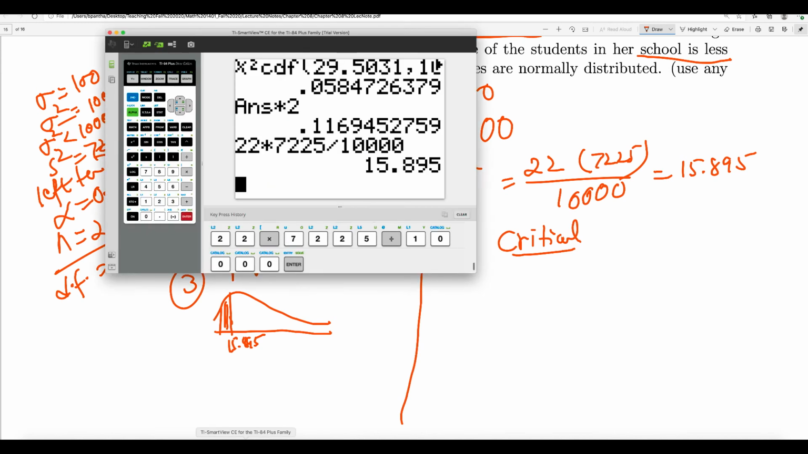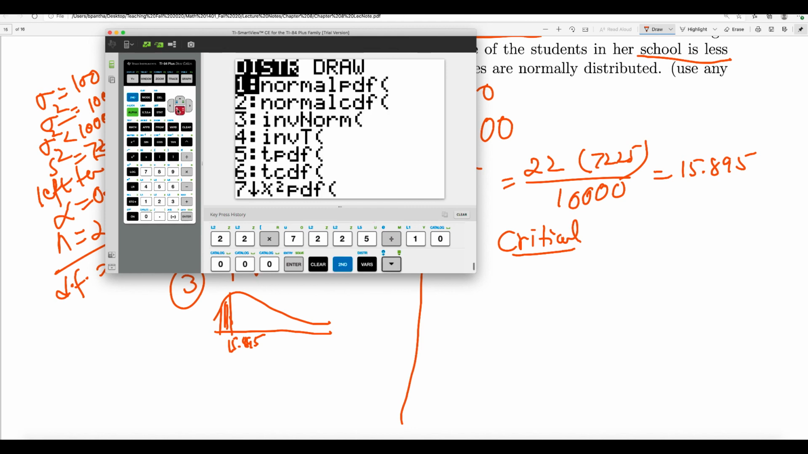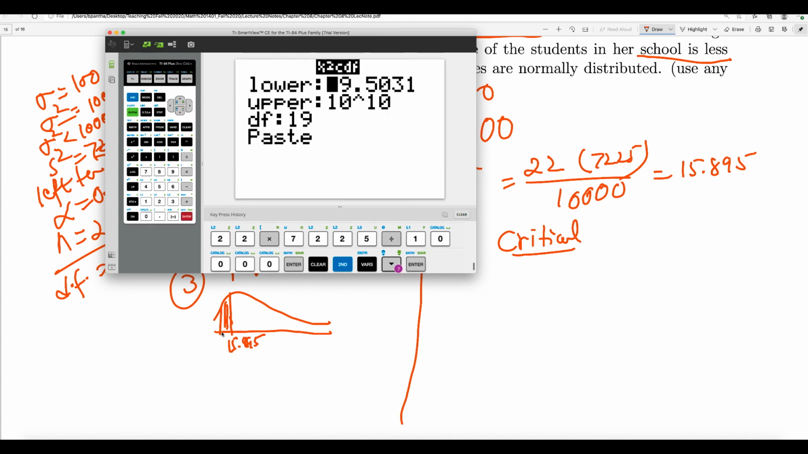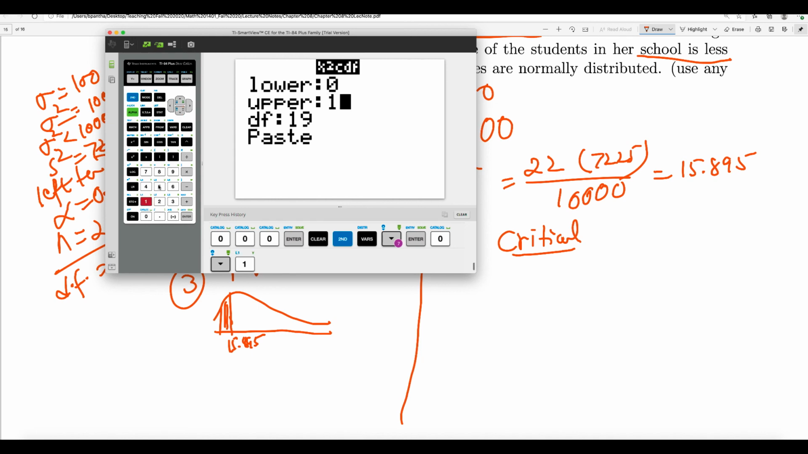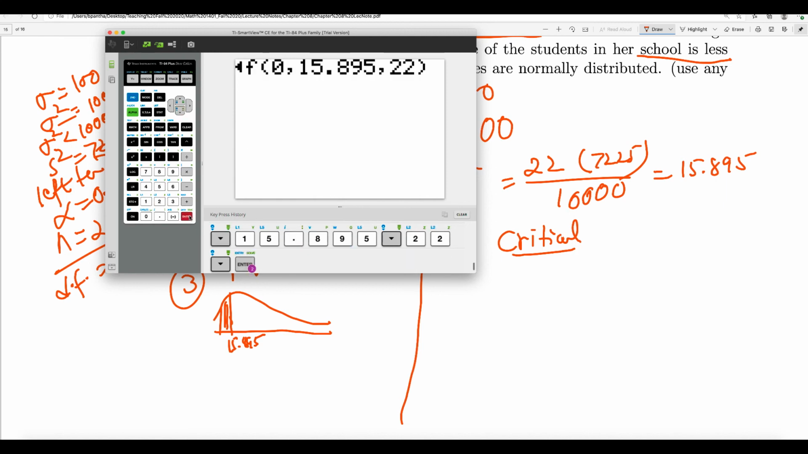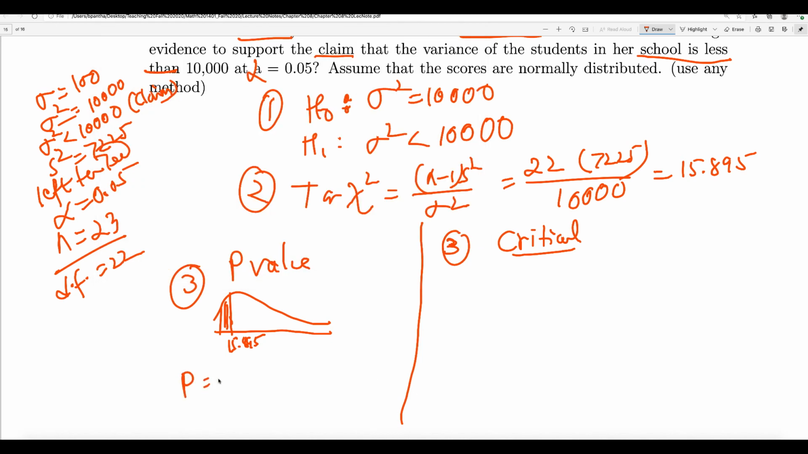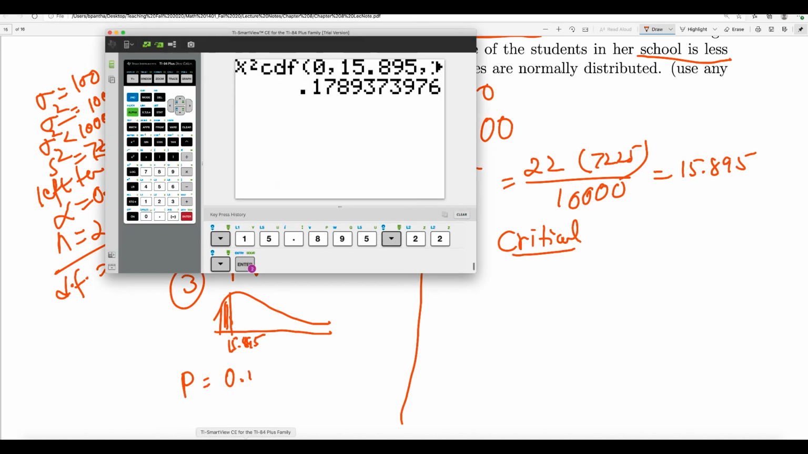Okay, let us do that. Let me clear everything. Go to second and then vars, go to number 8. That is chi-square cdf. Hit enter. The left bound is 0, because it keeps going on the left, right? The right bound is 15.895. Degrees of freedom is 22. Hit paste. What you get is 0.1789. So the p-value is 0.1789.